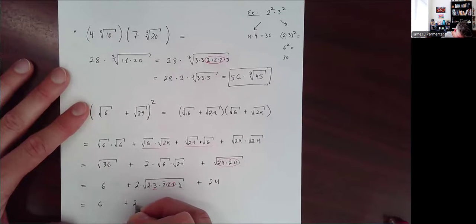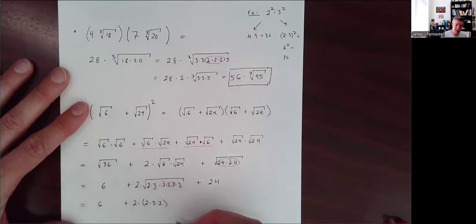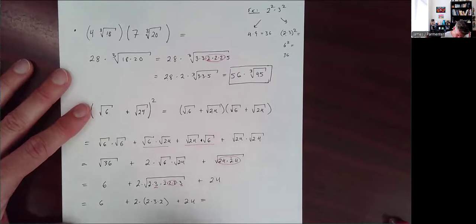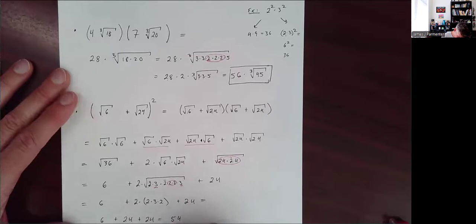6 plus 2 times 2 times 3 times 2, right? We have two pairs of twos and one pair of threes, which 2 times 3 times 2 is 6 times 2 is 12. So yeah, the square root of 144 is 12, plus 24. And that's going to equal 6 plus 2 times 12 is 24, plus another 24 is going to be 30 plus 24, which is 54.